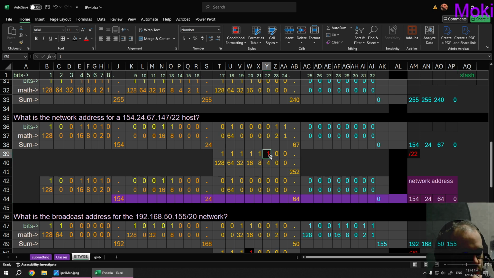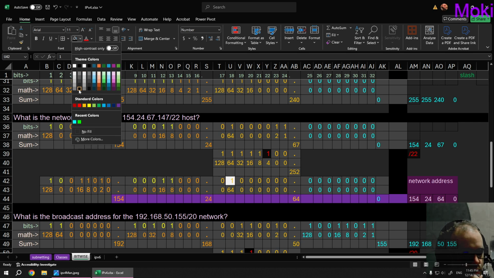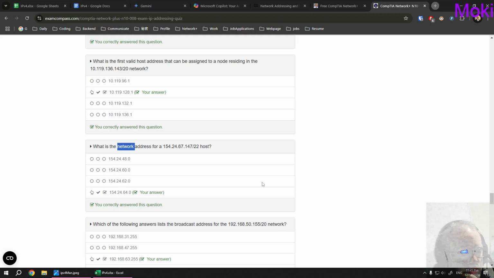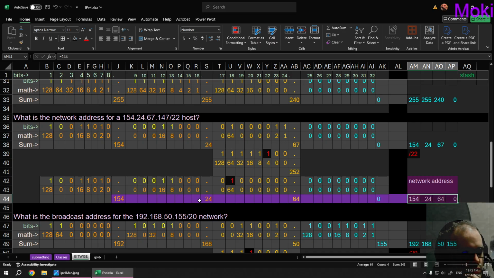On a /22 network, here's the 22 right here. So these ones and zeros zero each other out. Zeros and whatever's over here, zeroed out. 0, 0, 0. These two ones line up. That's why this one is 1, because of these two. So that's the number: 154, 24, 64, 0.